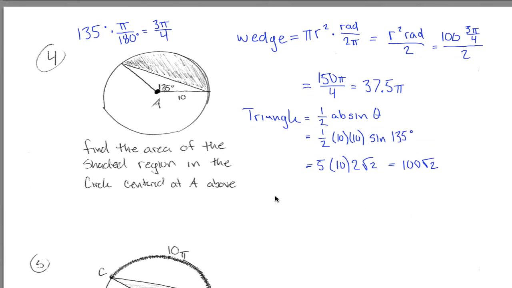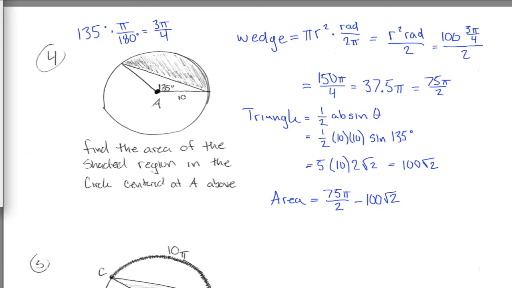So what we get is that the area is the area of the wedge, 37.5 pi, or I think I told you to leave things as fractions, so 75 pi over 2 if you don't want to. Sure, 75 pi divided by 2 minus the triangle's area. So whatever this number is, you can throw it into a calculator if you're the calculating type, and that's the answer of this shaded area.